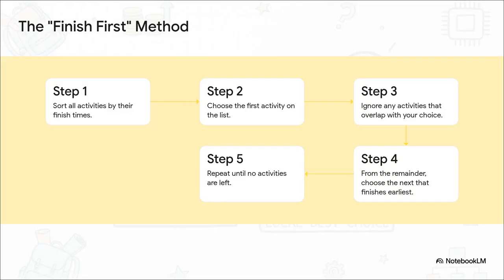So here's the key idea. By picking the activity that finishes first, you free up your schedule as fast as humanly possible. This strategy basically gives you the maximum amount of time left over for anything else you might want to do. You pick one, you cross out any others that clash with it, and then you just do it again. From whatever is left, you again pick the one that finishes earliest. You just keep repeating that one simple step.